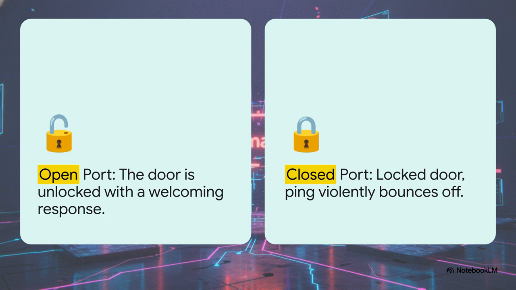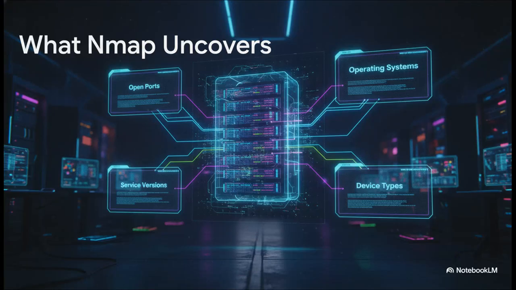The system replies with a sharp, "No one is home, go away." By contrasting these two very different types of echoes across thousands of ports in a matter of seconds, Nmap starts to draw a clear picture of the target's perimeter. And Nmap gathers a staggering depth of intelligence.